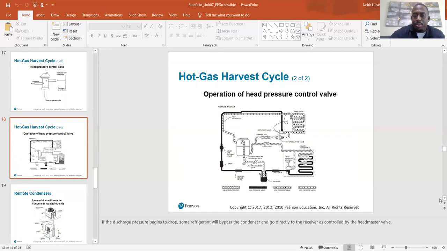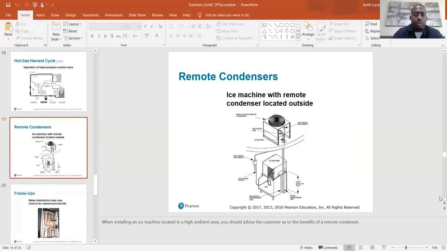So basically, in low ambient conditions when not a lot of liquid refrigerant is required, the headmaster valve is going to send that excess refrigerant to the receiver, where it could then be used in the future when the load increases.